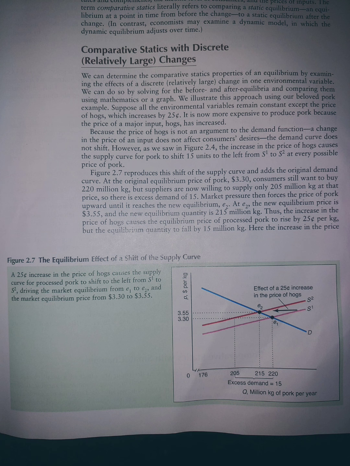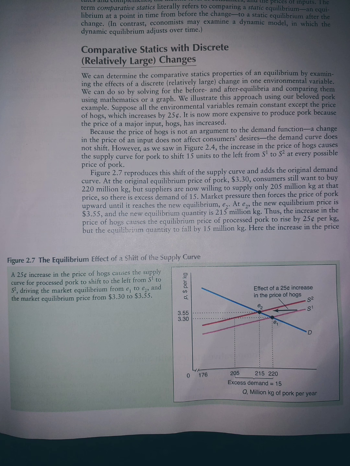However, as we saw in figure 2.4, the increase in the price of hogs causes the supply curve to shift 15 units to the left from S¹ to S², at every possible price of pork. Figure 2.7 reproduces this shift of the supply curve and adds the original demand curve.